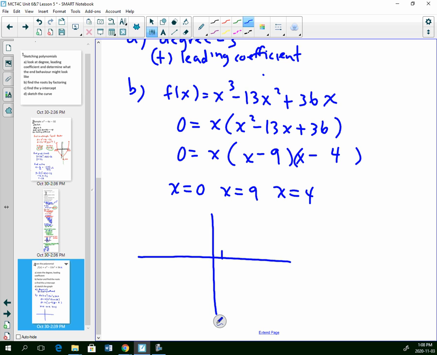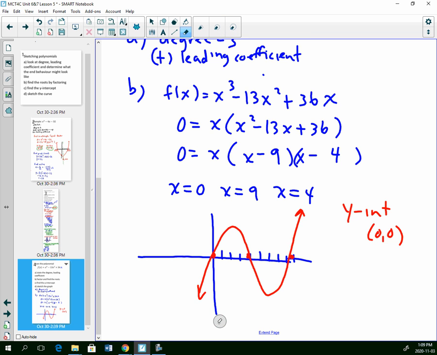So we've got 1, 2, 3, 4, 5, 6, 7, 8, 9. So 0, 4, 9. My y-intercept is (0, 0), right? When I put in 0, I get 0. And I know it's going to go uphill. So it's going to start at the bottom, turn, turn, and go back up.